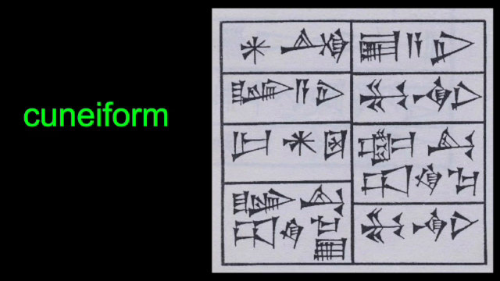Cuneiform was one of the early writing forms, and you see that word cunea, looks like it's related to cone. It means sort of wedge, and it's very angular. It was made by taking a sharp stick and pressing it into clay, and this was the early writing form.